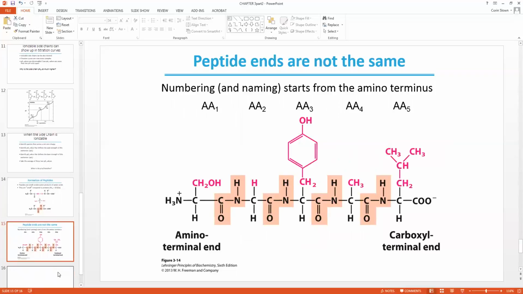The peptide ends are not the same. So we always start our numbering and naming from the amino terminal end. Right, so this is what we refer to as the amino terminus, and this is the carboxy terminus. Notice the pattern that we observe here. It's NCCN, NCCN, on repeat, because each of these are units, right, of amino acids. So there's 5 amino acids that comprise this short peptide.